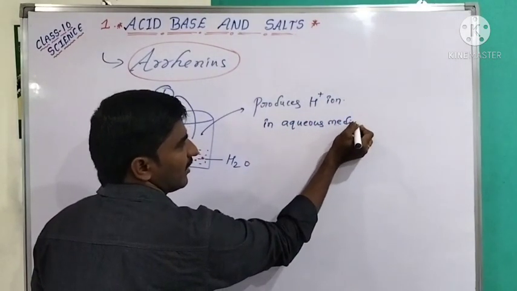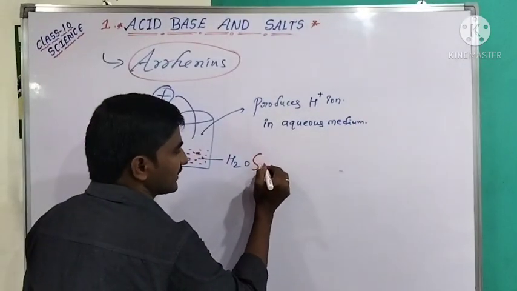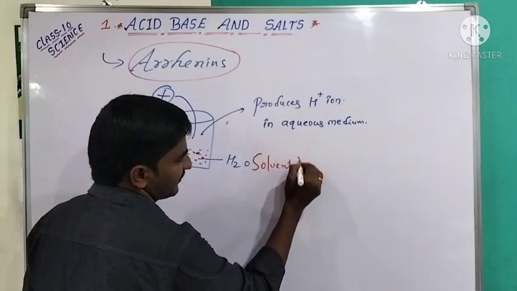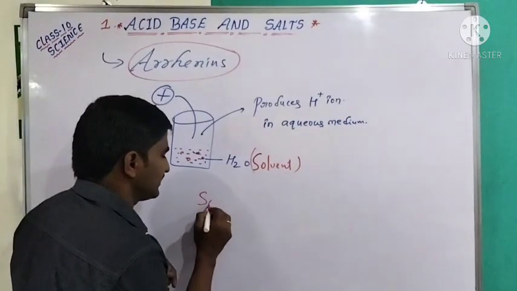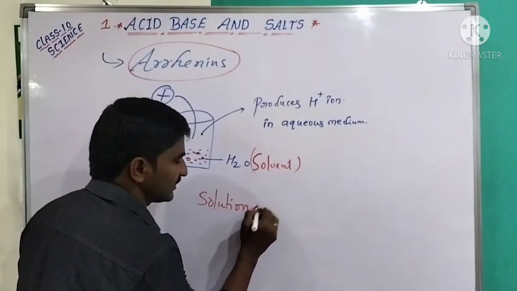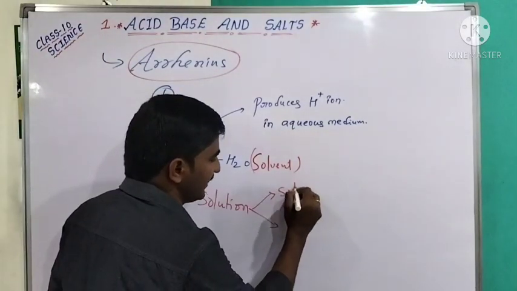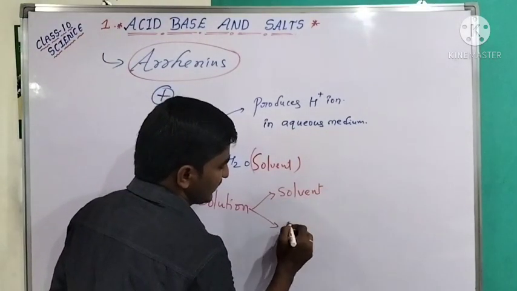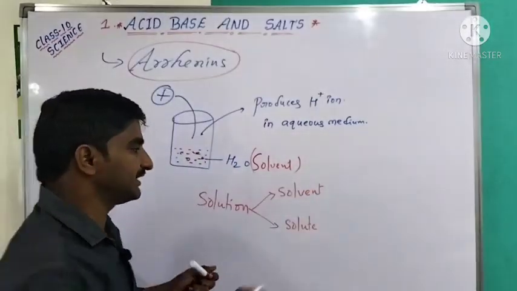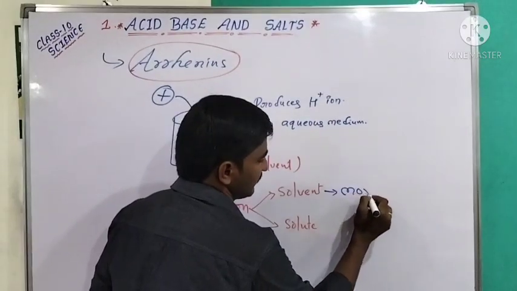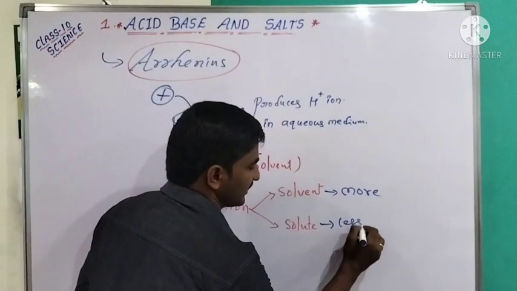Aqueous medium or aqueous state. Aqueous state is nothing but whenever you take water as the solvent system. A solution has two components. One is a solvent, and the second one is a solute. The one in the larger quantity is called the solvent, and the one in the lesser quantity is called the solute.